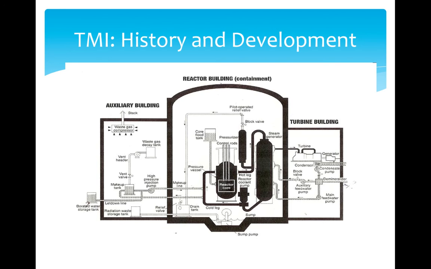Here's a diagram of a TMI unit. On the left, you have an auxiliary building, in the middle is the reactor building, and on the right is the turbine building. We will now go into discussion of each of these buildings.